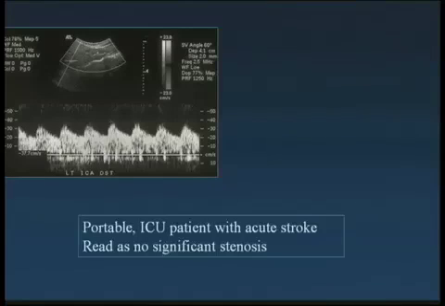And so here is an example where somebody who was inexperienced with this fell into this trap. This was a portable exam done in a patient in the intensive care unit who had an acute stroke, and this was read by someone with inexperience as being normal because they looked at the peak systolic velocity and saw that it was only 37 centimeters per second, so they figured there couldn't be a stenosis.